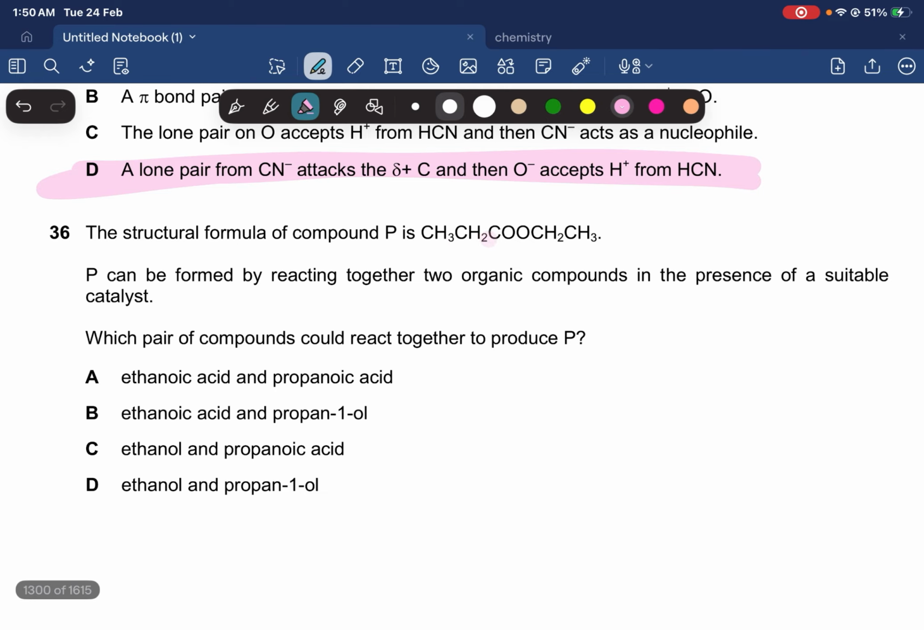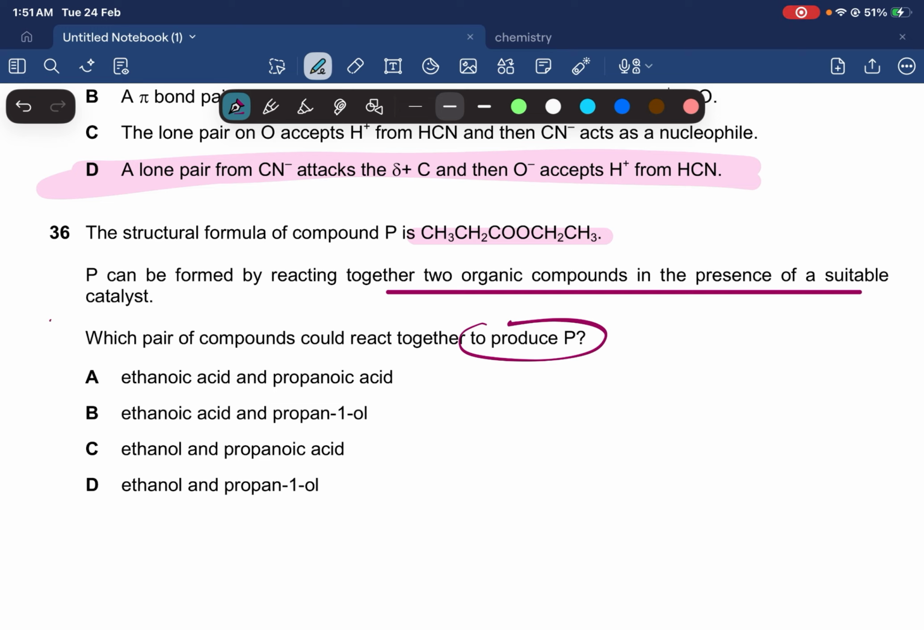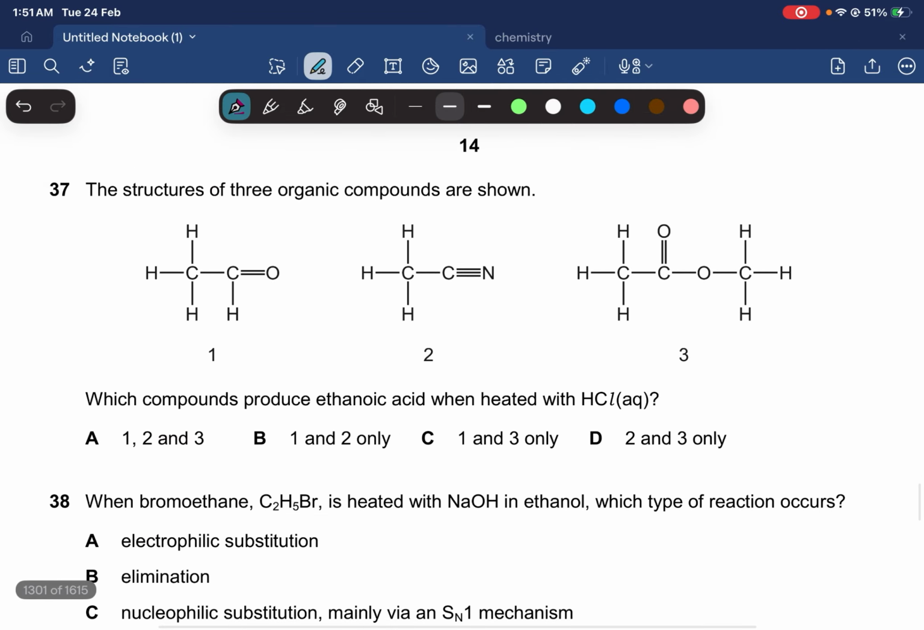The structural formula of compound P is shown. Okay, we're dealing with an ester, I think. Let's draw each. Which pair of compounds would react to produce P? P can be formed by reacting two other organic compounds in the presence of a suitable catalyst. Okay, let's see what ester we are dealing with. That's ethyl propanoate. So ethanol and propanoic acid.